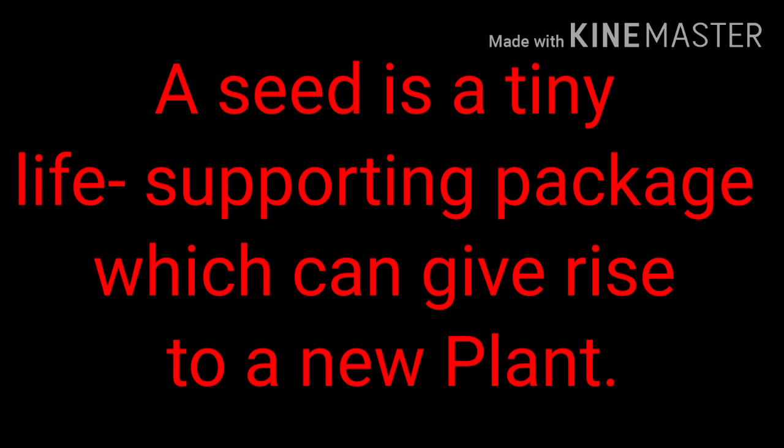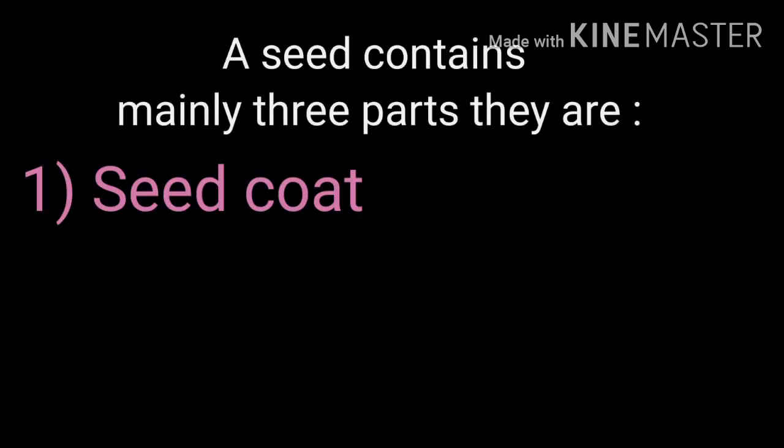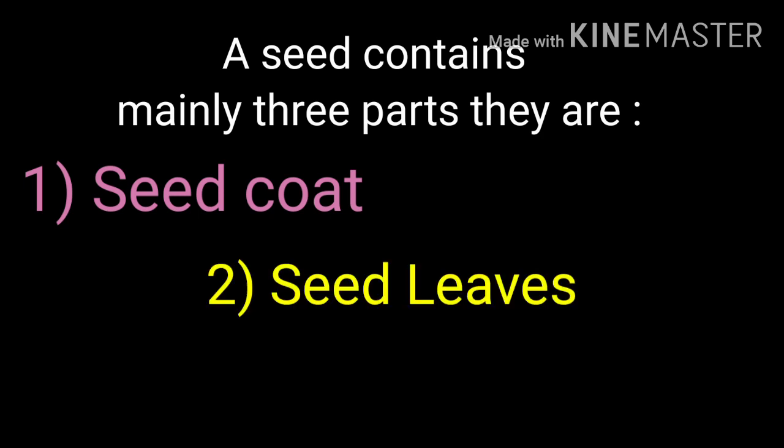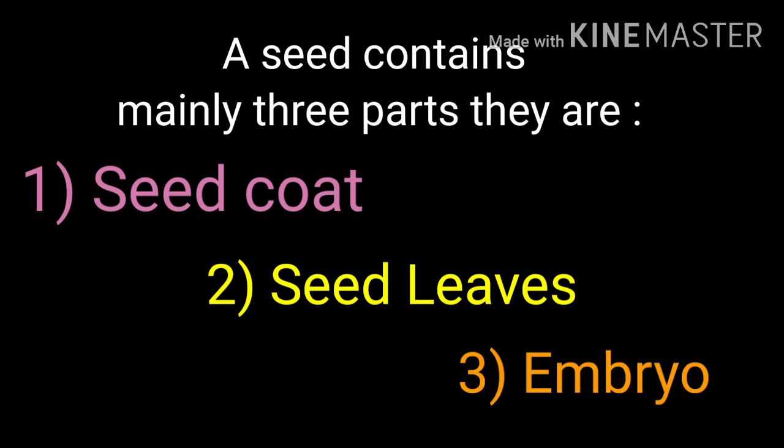So what do you mean by a seed? A seed is a tiny life supporting package which can give rise to a new plant. Means what? A new plant can form from a seed. So a seed contains mainly three parts. They are, first one is seed coat, second one is seed leaves, and the third one is embryo.